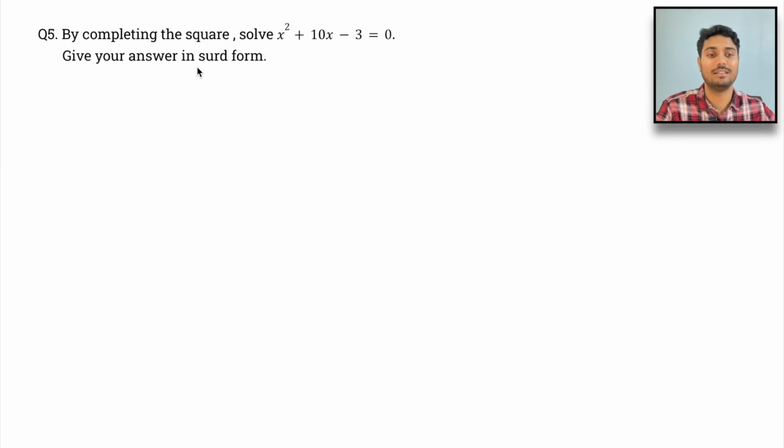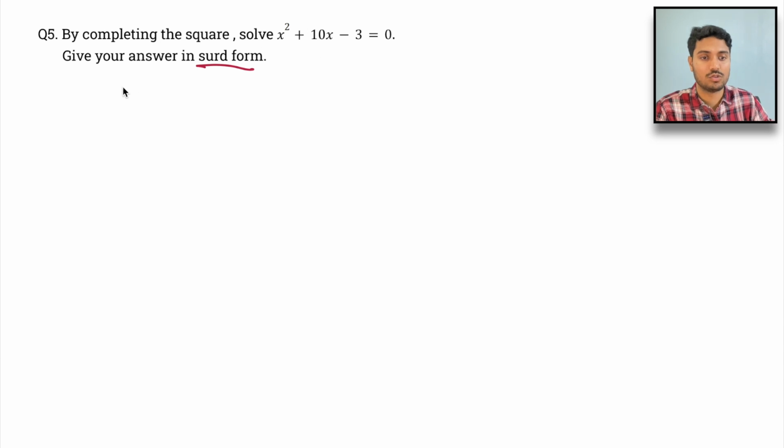It says by completing the square, solve x square plus 10x minus 3 equals to 0. Give your answer in surd form. So this is something different. In this case, we have to rewrite the quadratic expression in completing the square form, and then we have to write down the solution, and the solution should be in surd form. Just like we have learned factorization method, quadratic formula method to find the solution, completing the square method is also one of the methods that is used to find the solutions of the quadratic equation. So let's check how is that possible.